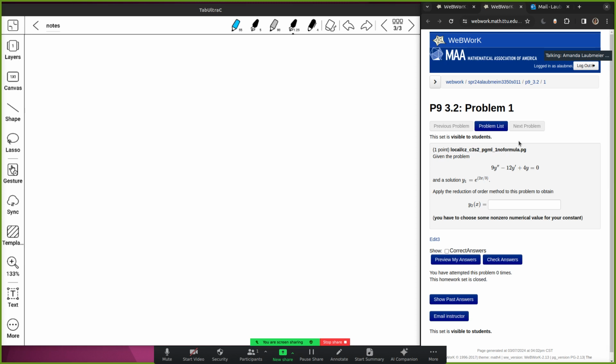you were looking for. So the section 3.2 was all about that reduction of order stuff. And in this problem, we're trying to solve 9y double prime minus 12y prime plus 4y equal to 0 with the knowledge that y1 is a solution to the equation given by e to the 2x over 3.